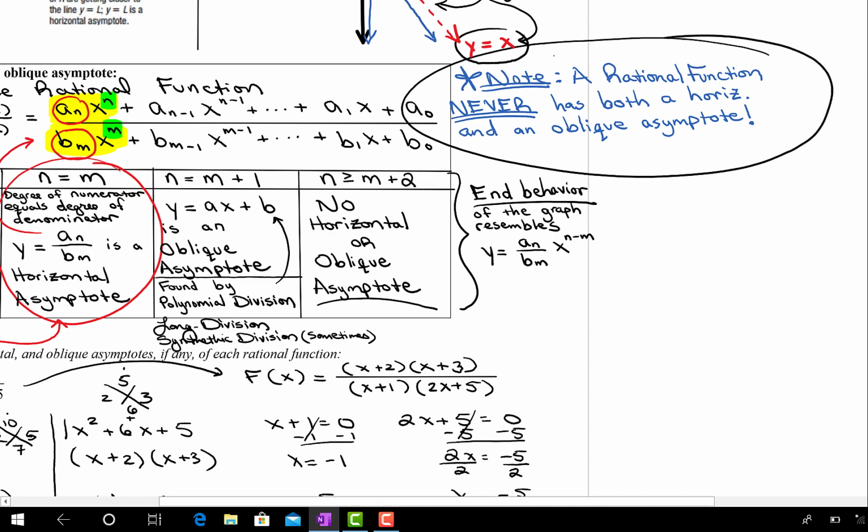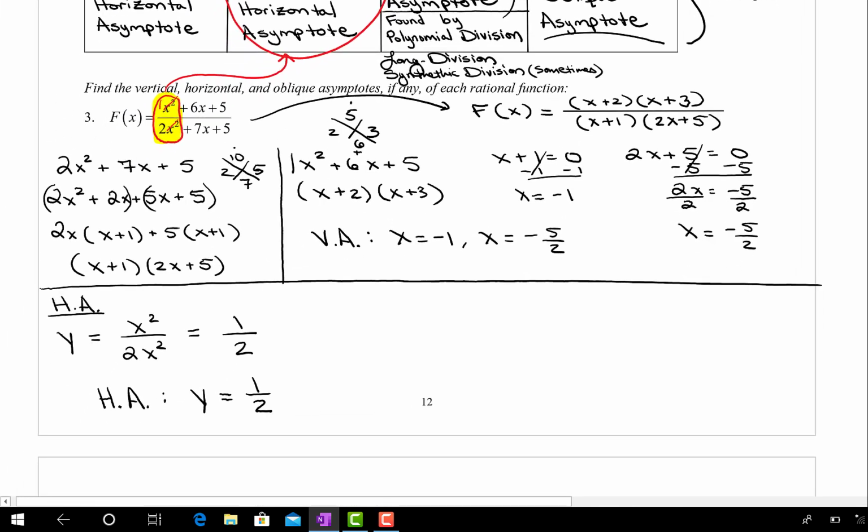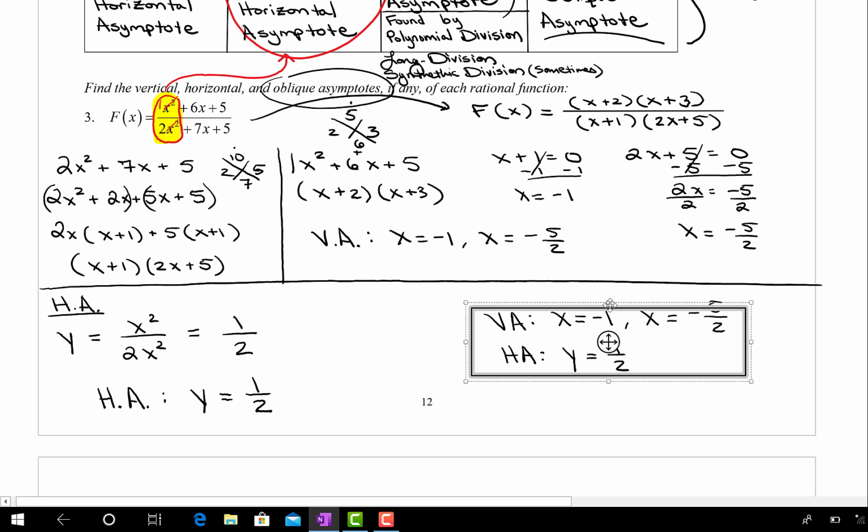And a rational function never has both a horizontal and oblique, so I'm done. I'm not going to keep on trying to find an oblique asymptote because it can't have one. You can either have a horizontal asymptote or an oblique, or maybe you have neither, right? But you can't have both of them. Let's go ahead and write down our final answer here. For vertical asymptotes, we had x equal to -1 and x equal to -5/2. For horizontal asymptote, we had y equal to 1/2. Let's box that in, and that's our final answer.